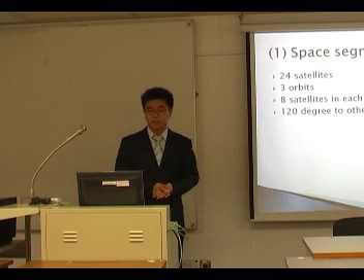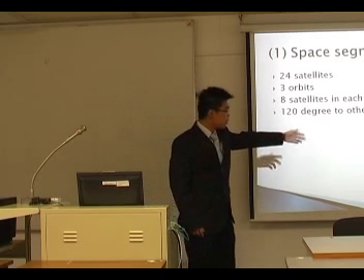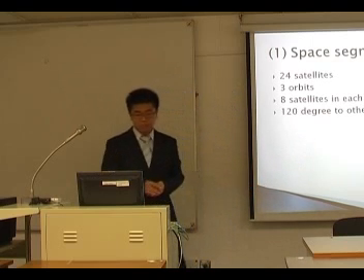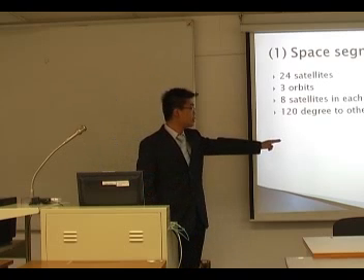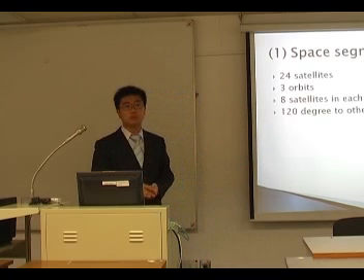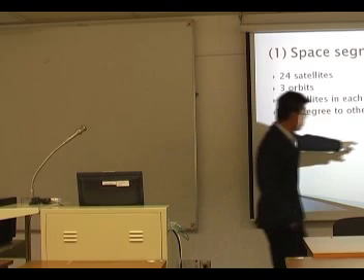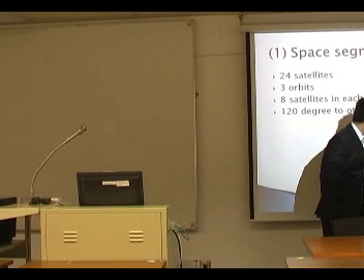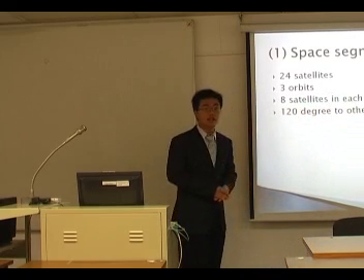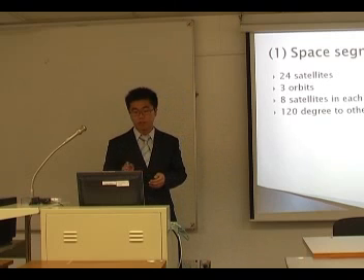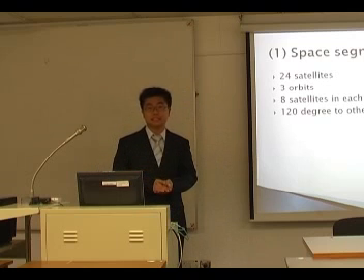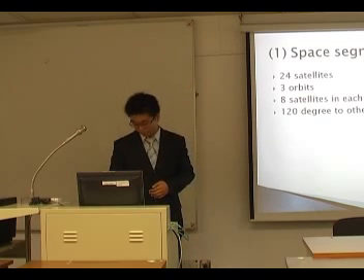First, for the space segment, this picture shows all the satellites in space. There are 24 satellites in 3 orbits. That means the 24 satellites are assigned to 3 orbits, and each orbit includes 8 satellites. There are angles between the orbits, and the angle is exactly 120 degrees. Under this arrangement, we on the Earth can see 8 to 9 satellites at every point on the Earth.